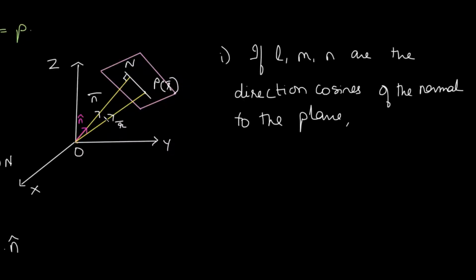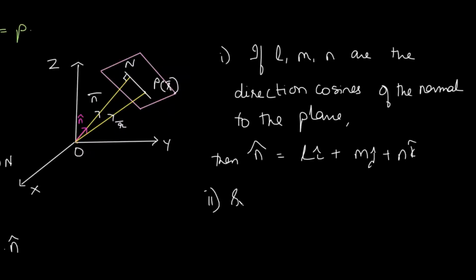Then any unit vector along this normal, that is n cap, is given as Li plus Mj plus Nk. So this you have to keep in mind. Similarly, suppose N is the foot of the perpendicular. In this figure, as you can see, N is the foot of the perpendicular drawn from the origin to the plane, and the length of ON is equal to P.